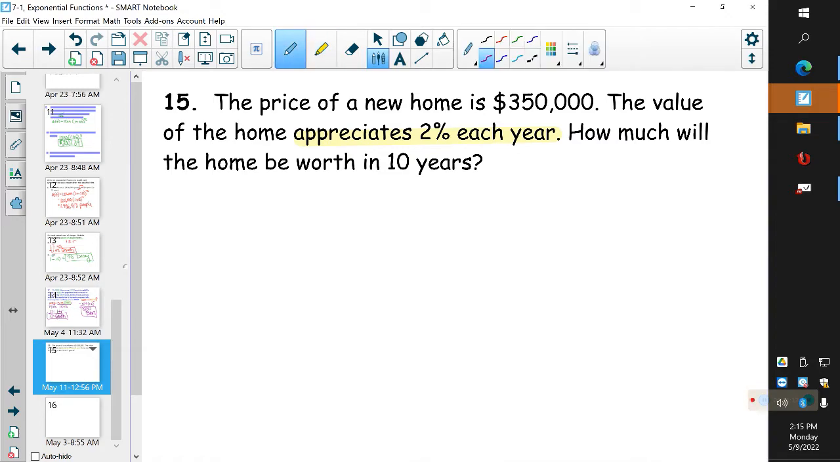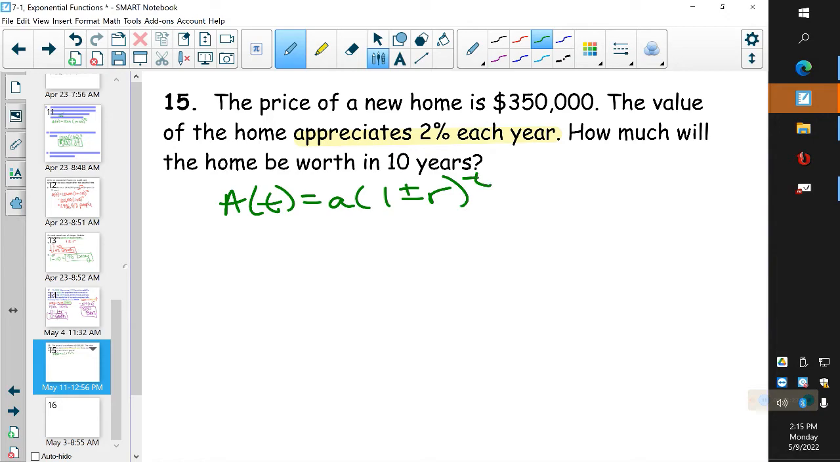So if we go to this concept here, we talk about this, A of t is equal to A parenthesis 1 plus or minus r to the t. Appreciate means we're growing, so my initial value is 350,000. I am growing at a 2%. What is 2% going to be? 0.02. And I want to know how much money I'm going to have and how much my house is going to be worth after 10 years. And what is that going to give me?